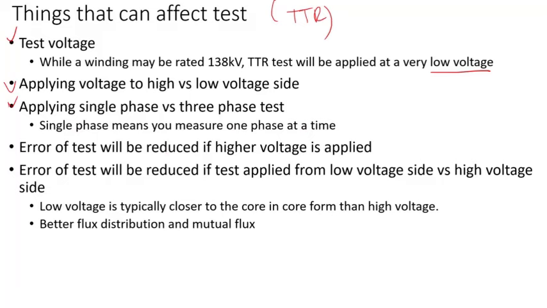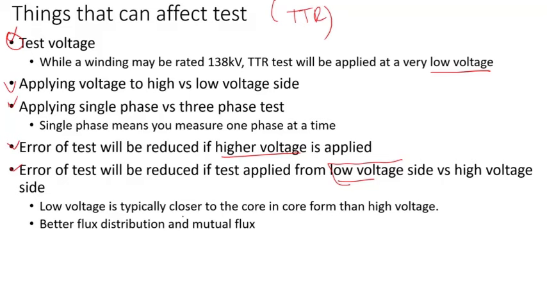Error of test will be reduced if higher voltage is applied. So this kind of goes back to here. Obviously the higher the voltage you apply, the better the accuracy of the results. Error of test will be reduced if you apply from low voltage versus high voltage. Because if you apply to the low voltage, then on the high voltage side, you're going to have a higher voltage. But the problem, I'll talk about in a second.